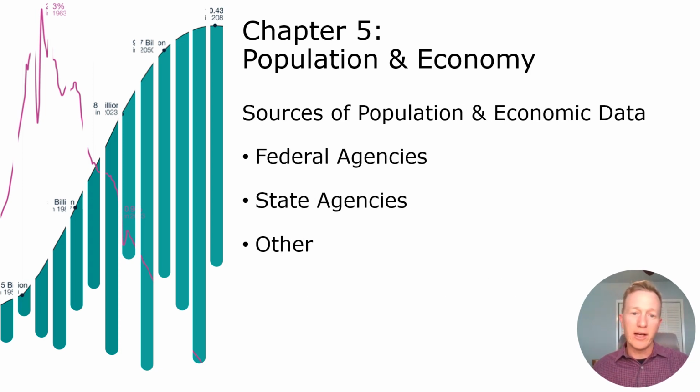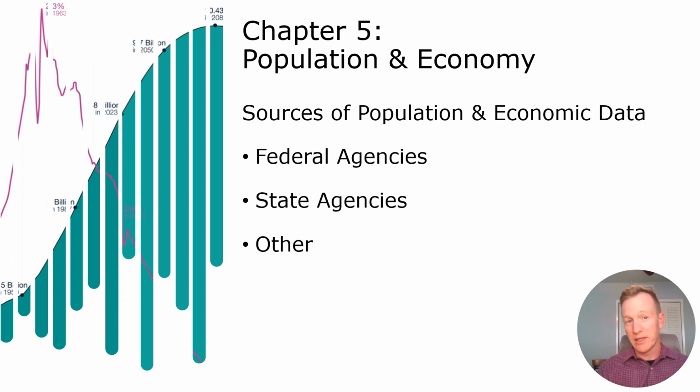The authors also highlight different sources of population and economic data. There are really 3 categories. The first is federal agencies. If you're looking for economic data, you're going to go straight to the Bureau of Labor Statistics. If you're looking for more population data, you're going to go to the Census Bureau. The Census Bureau, by the way, also has some economic and employment information.